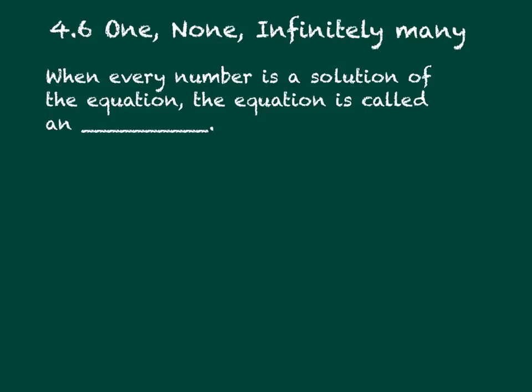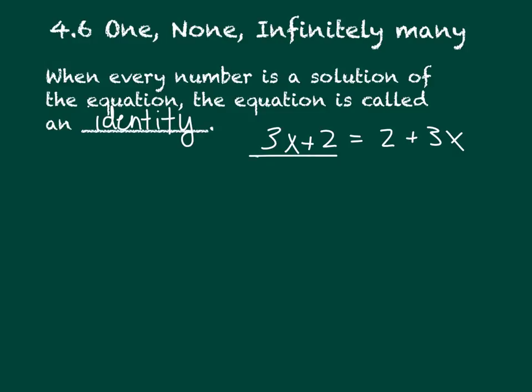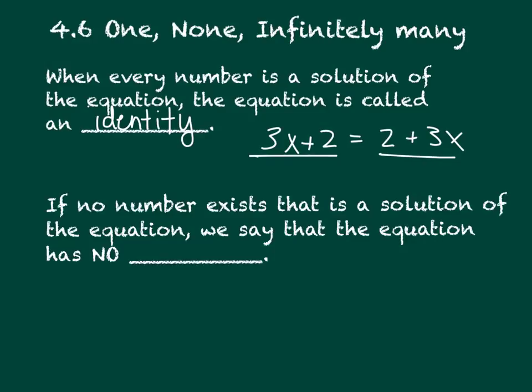Right underneath where it says weird stuff that can happen. When every number is a solution of the equation, it is called an identity. And these can be found when both sides of the equation equal each other. An example of this is if we had 3x plus 2 is equal to 2 plus 3x. They're the exact same on both sides of the equation.